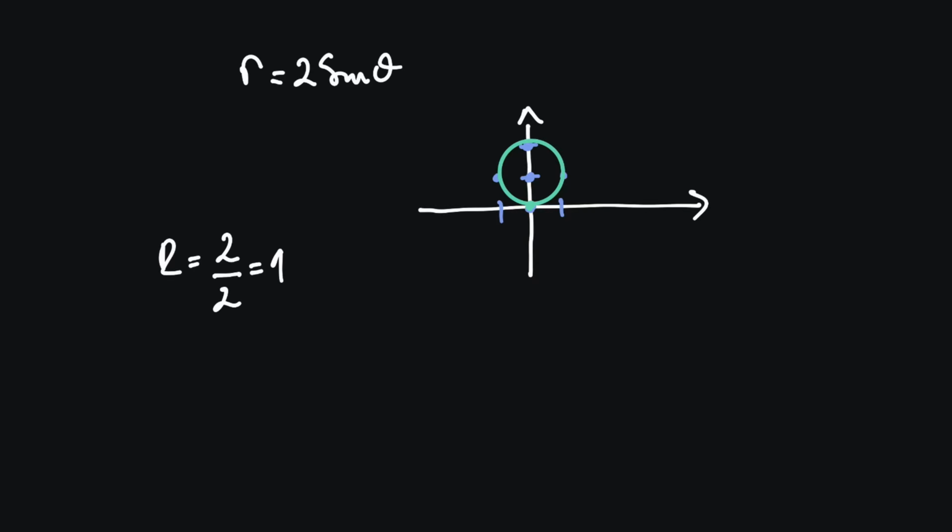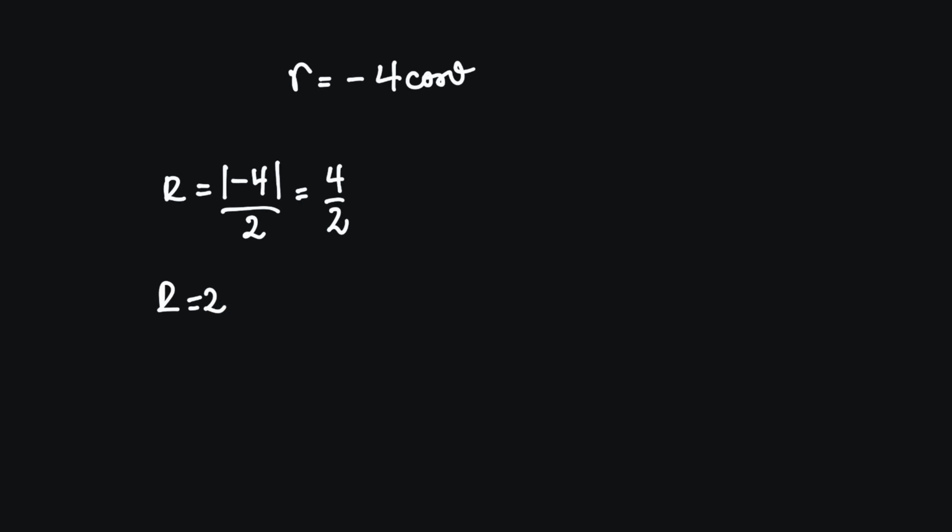Okay, let's do another problem. Let's graph r equals 4 cosine of theta. Actually, let's do it with a negative: r equals negative 4 cosine of theta. What happens if it's negative? Remember that we need to find the radius. The radius is going to be the absolute value of 4 divided by 2, and the absolute value of 4 is 4, divided by 2 is 2. So the radius is 2.